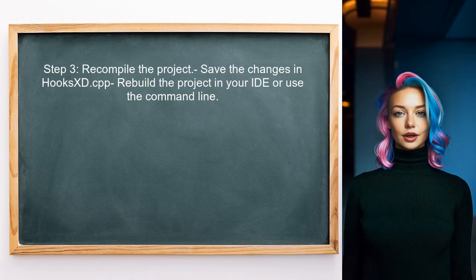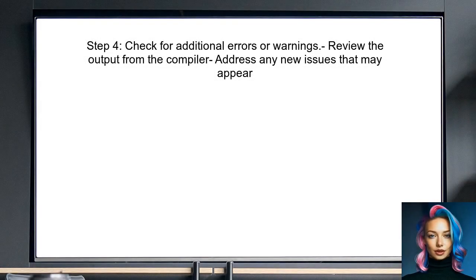After defining both static variables, the user should recompile the project. This step is crucial to ensure that the changes take effect and the linker can find the definitions. Finally, the user should check for any additional errors or warnings that may arise during compilation. This will help ensure that the code is functioning as intended.